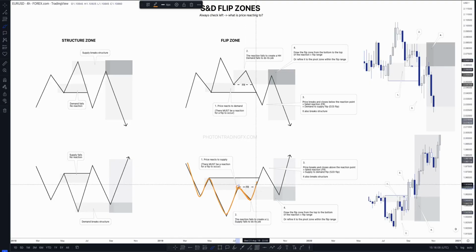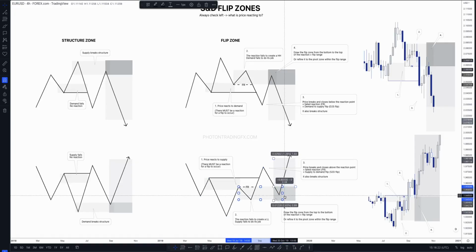Once that happens, you now have a confirmed failed reaction, right? The reaction has failed to do its job. It's failed to make a lower low. So at this moment, you have a flip. And again, that's where you can draw your flip on. You take your box tool and you draw it from the top of the reaction to where it starts, to the bottom of the reaction, and then you drag it out to the right. And that is where the supply stepped into the market to flip demand, to overpower demand.